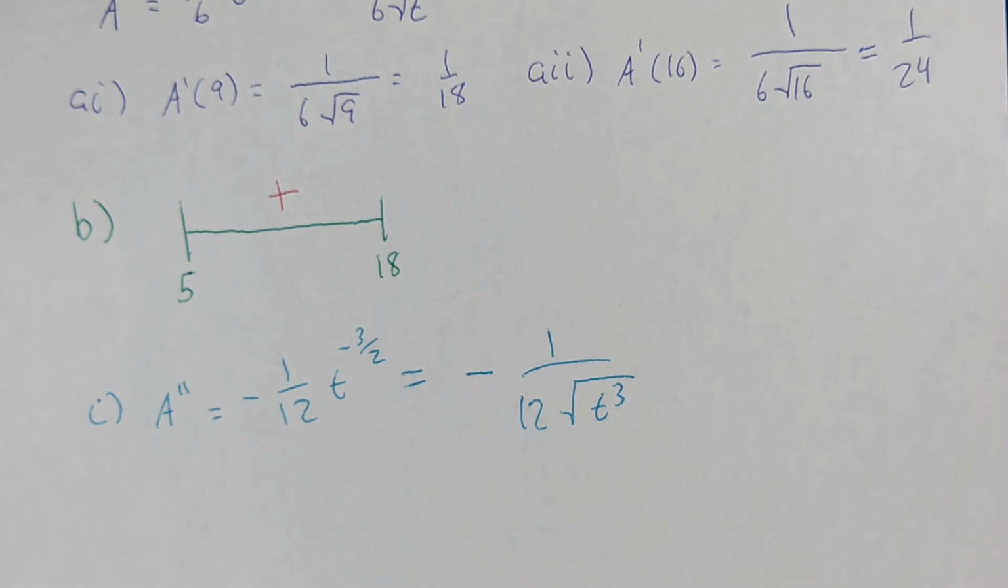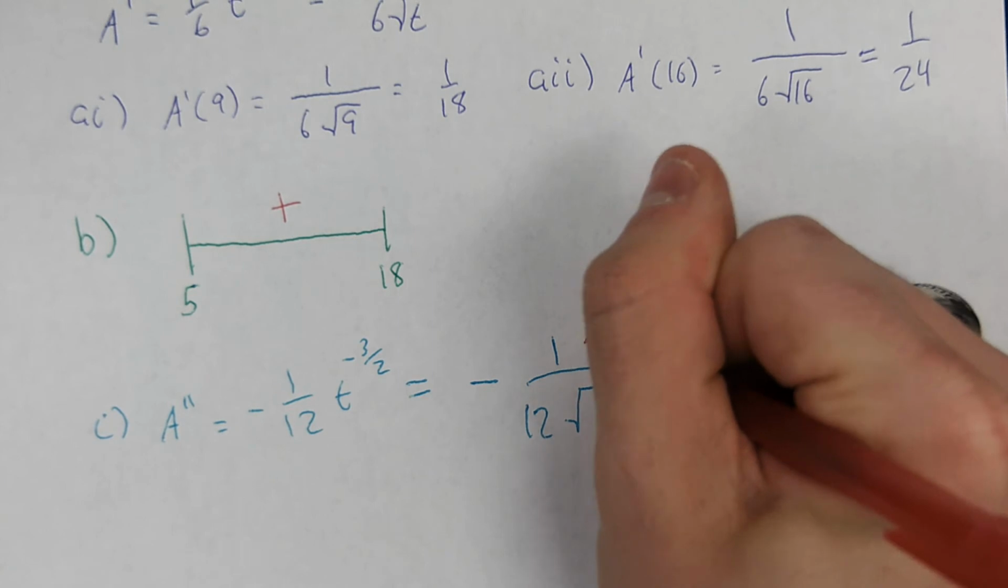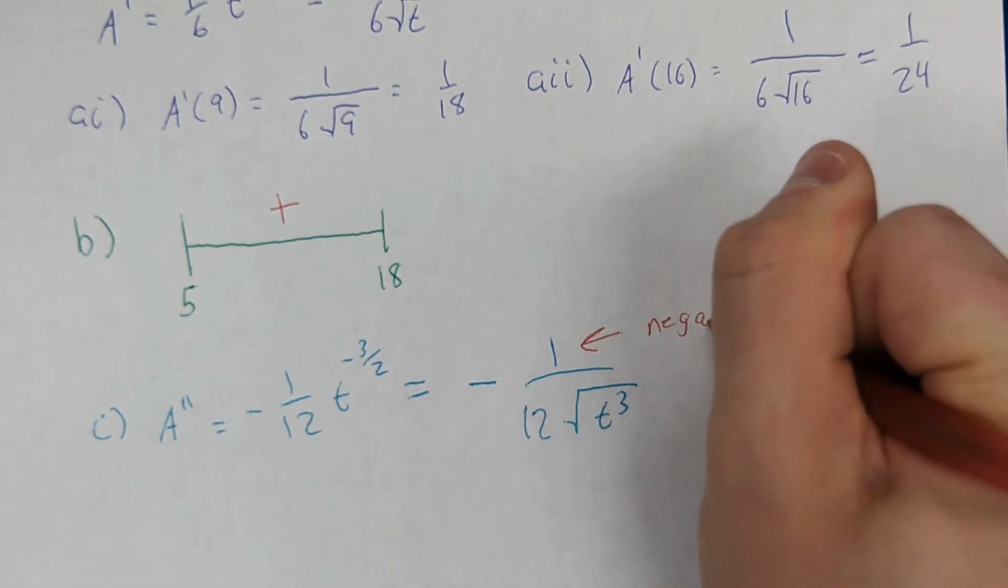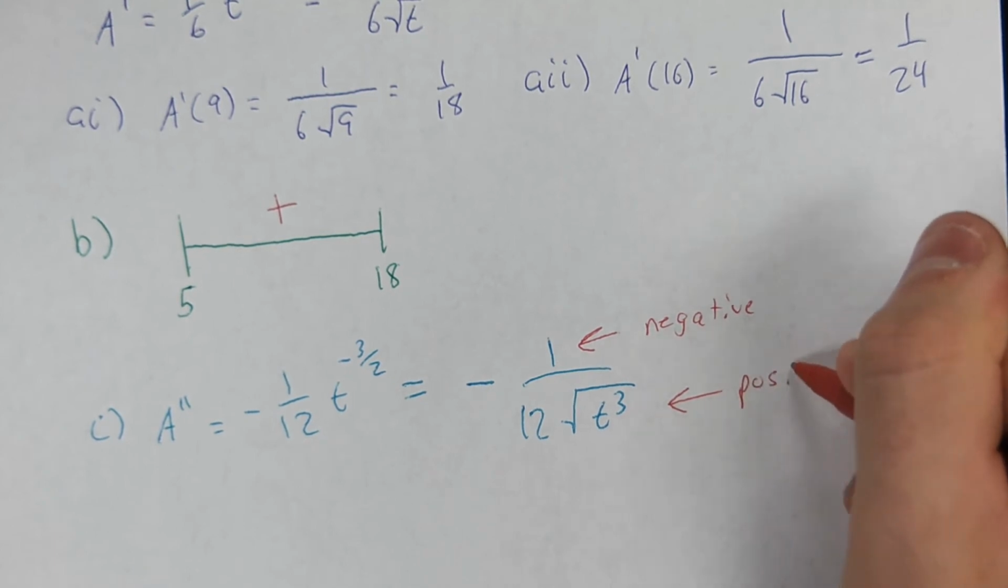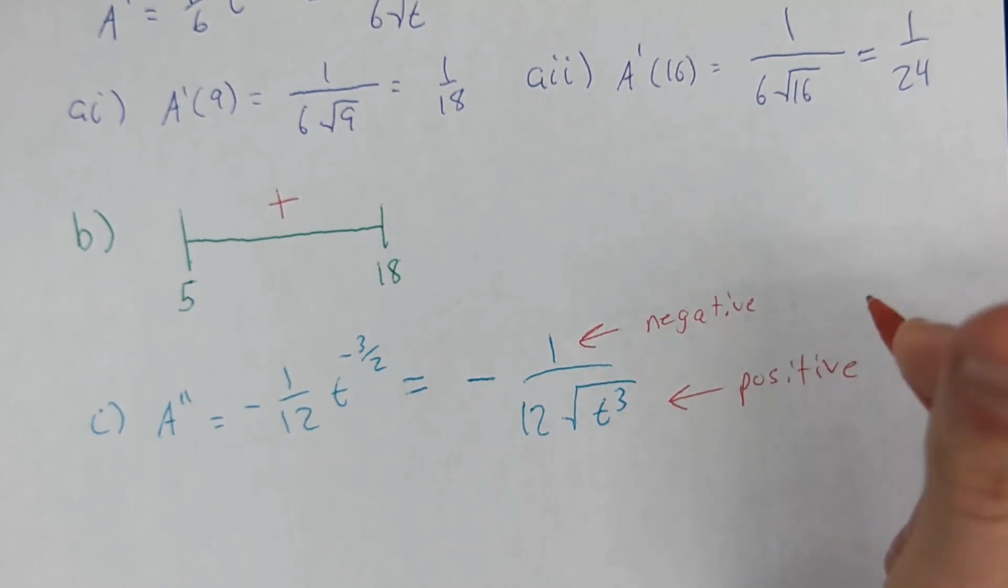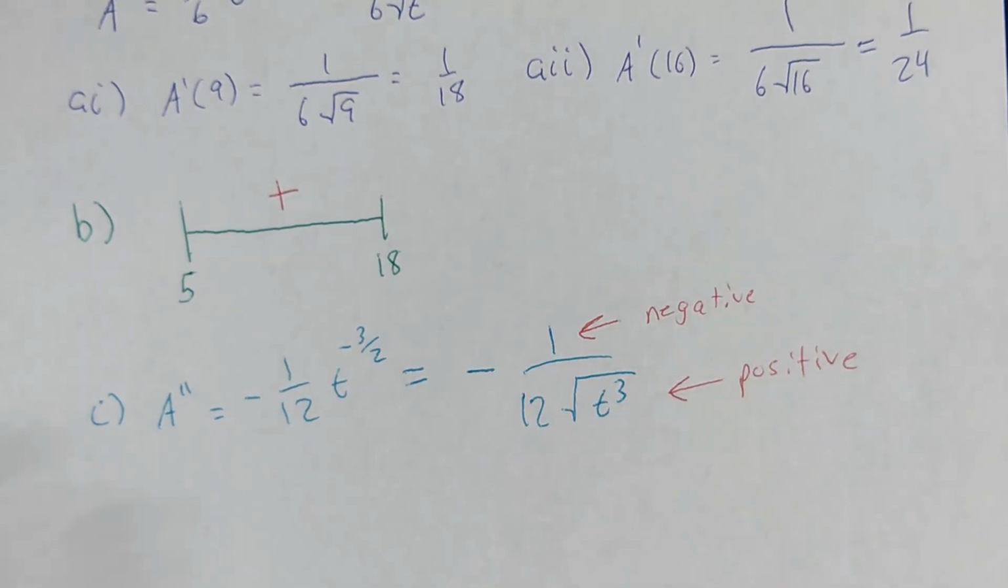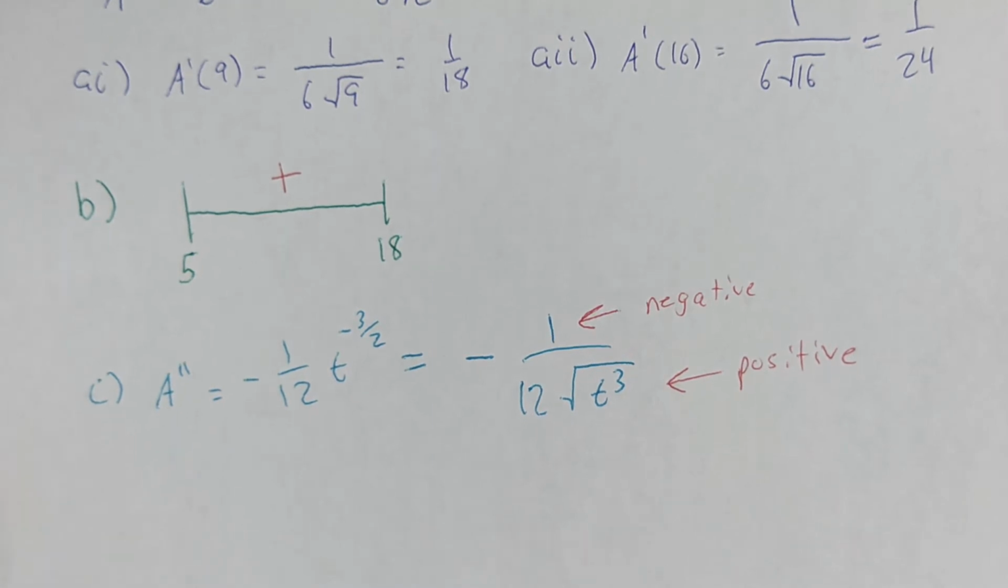So what I did to show that it was true is I just did like this. This is a negative number, and this is a positive number. It's like there, it's always negative. But what is the significance of that? What is the significance of the fact that the second derivative is always negative?